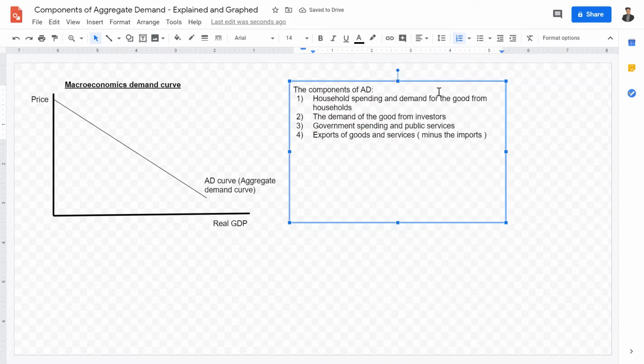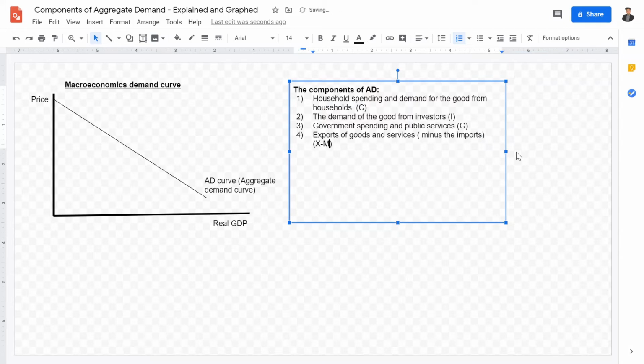Now, what are the abbreviations? Household spending and demand for the good, I'm going to give it the abbreviation C, so domestic household consumption. For the demand for the good from investors, I'm going to give it I. For government spending, I'm going to give it G. For exports minus imports, I'm going to give it X minus M. So X minus M is exports minus imports.